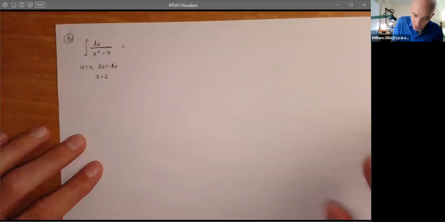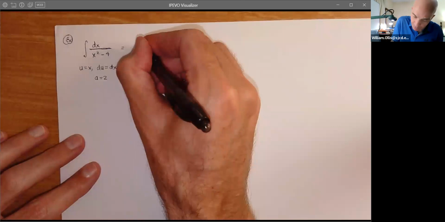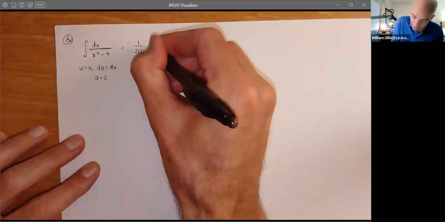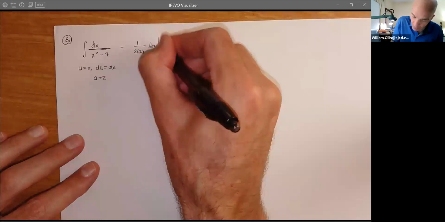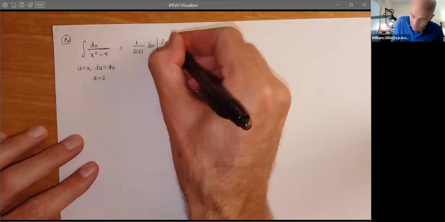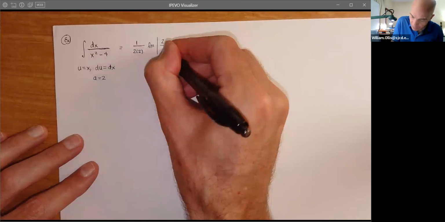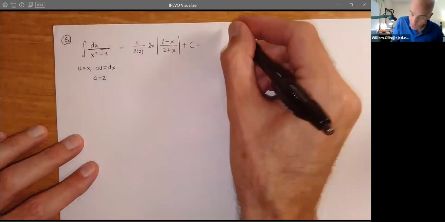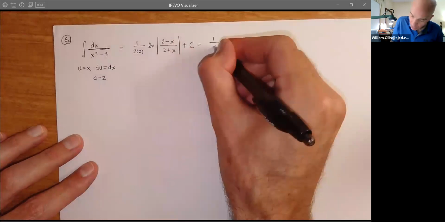So we have 1 over 2a, so we have 1 over 2 times 2, natural log, 2 minus x, 2 plus x, plus a c, and then of course 2 times 2 is 4.